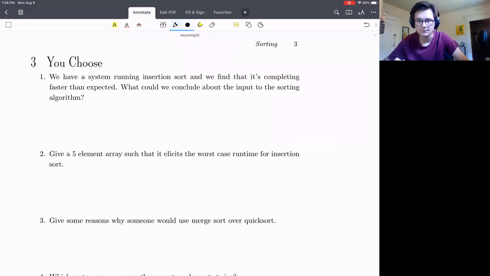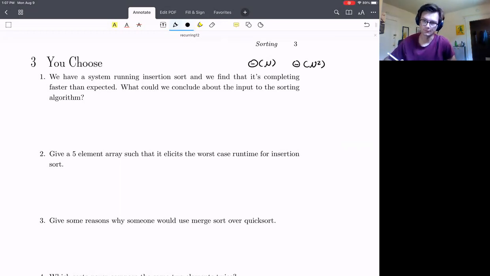Okay, so the first thing is you have a system running a search and sort, and we find it's completing faster than expected. What could we include about the input to the algorithm? So the best case of insertion sort is n, and the worst case is n squared. So if we are running a lot closer to n than we are n squared, we can assume that we have data that is very close to, if not exactly, the best case for insertion sort.